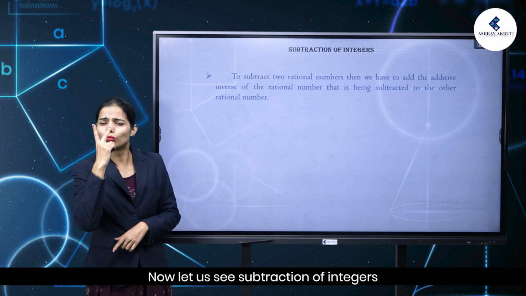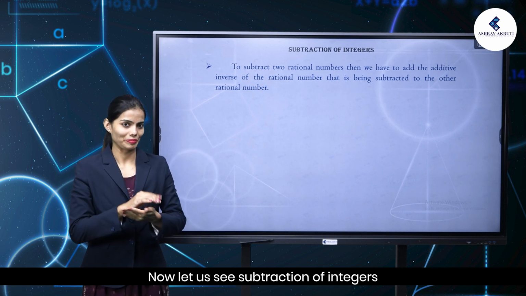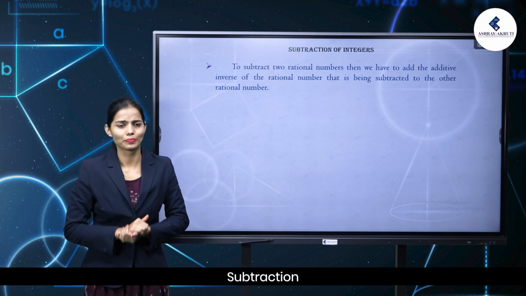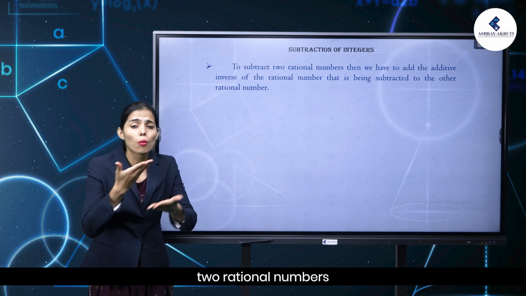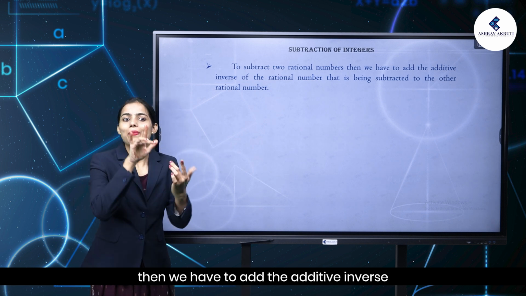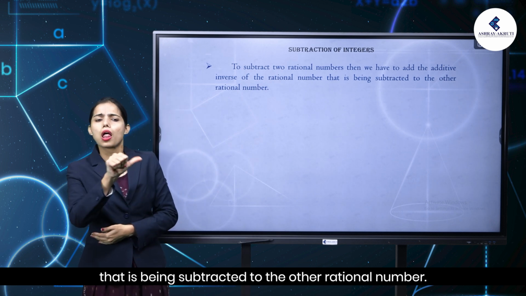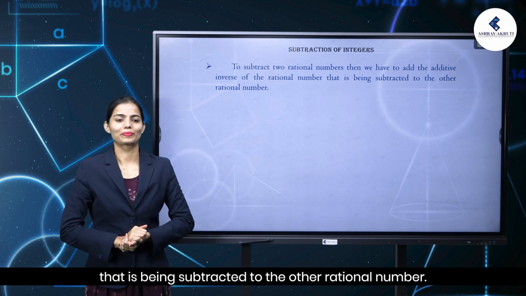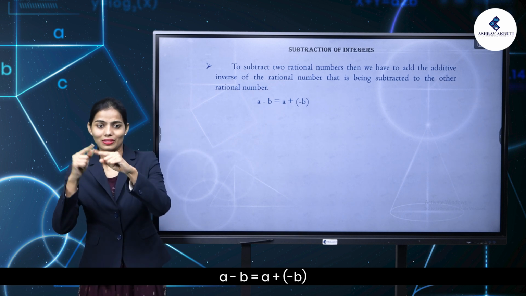Now, let us see subtraction of rational numbers. Subtraction. If we have to subtract two rational numbers, then we have to add the additive inverse of the rational number that is being subtracted to the other rational number. A minus B is equal to A plus minus B.